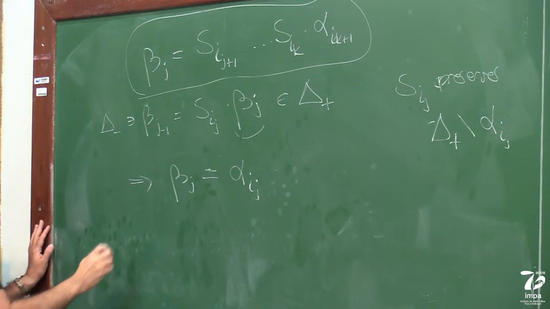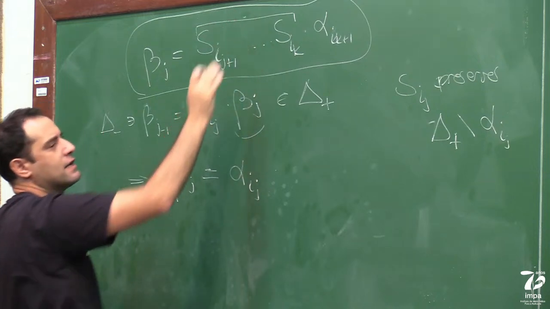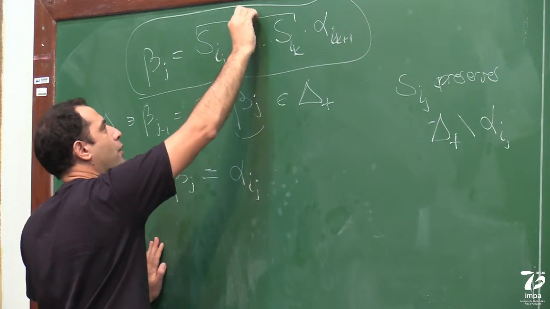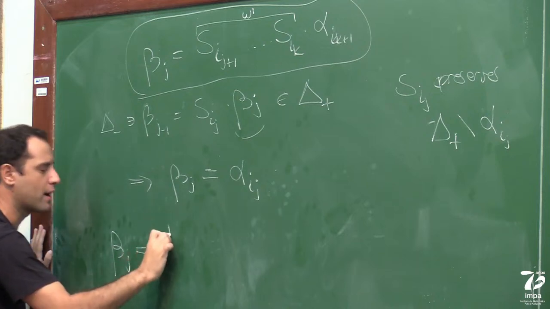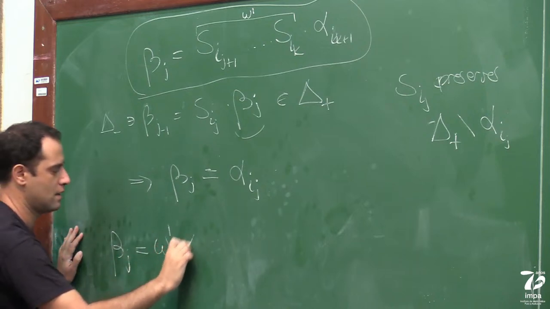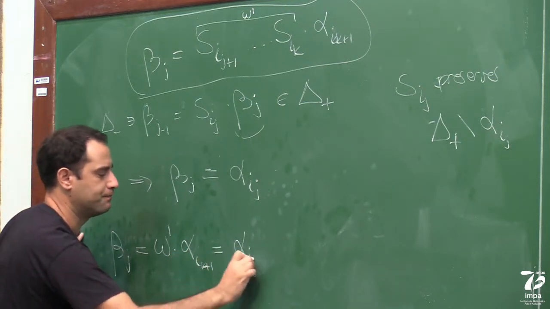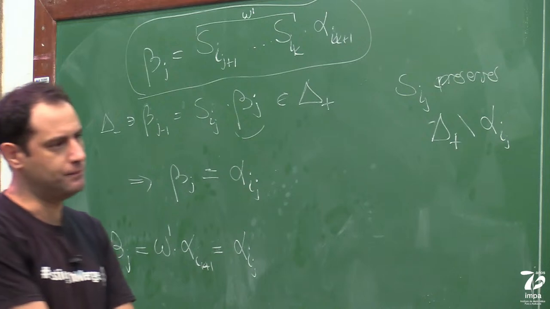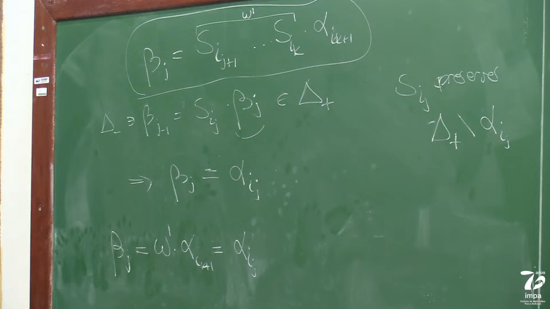So what we know is that if I define this guy to be... W is a bad idea, I've already used the letter W. So if I define this guy to be W prime, then beta j is W prime times alpha i_{k+1}, which is equal to alpha i_j. Okay? Any questions?